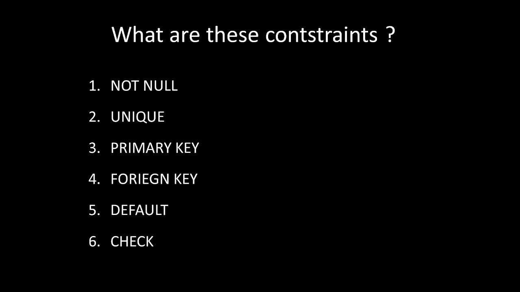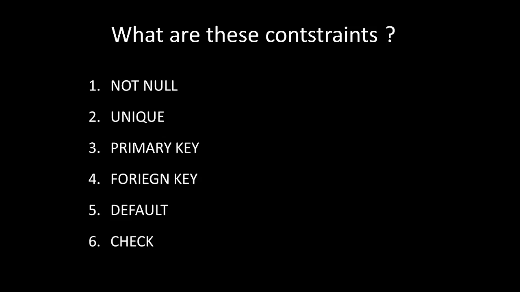The second one, unique, ensures that all values in a column are different. So the word itself has a meaning. Unique means all the column values should be unique. For example, the roll number in a class will be unique for each and every student. The phone number will be unique.